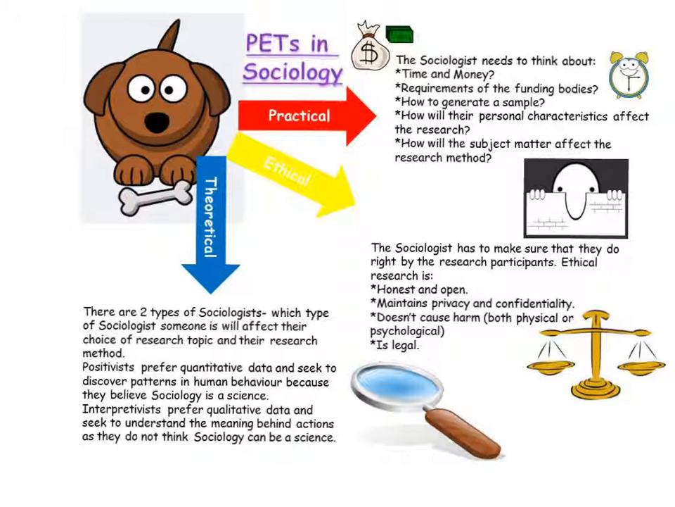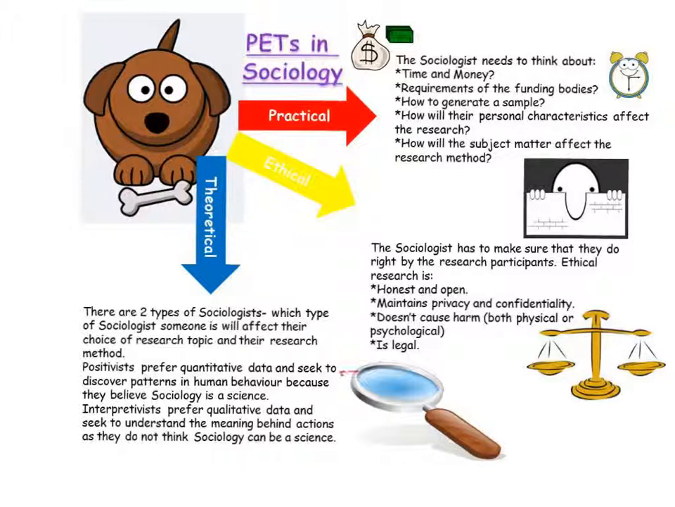Interpretivists, on the other hand, prefer qualitative data. So they seek to understand the meanings behind the actions of people. So they don't think that sociology is a science. Qualitative data is expressed in sort of words. So they prefer things like unstructured interviews.